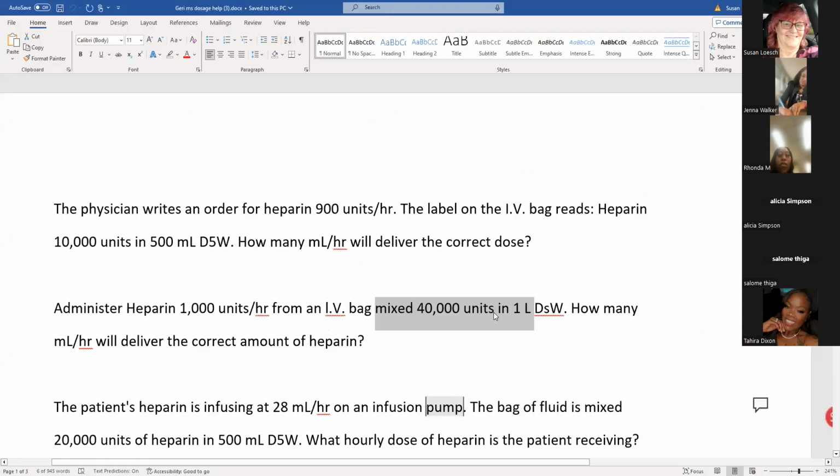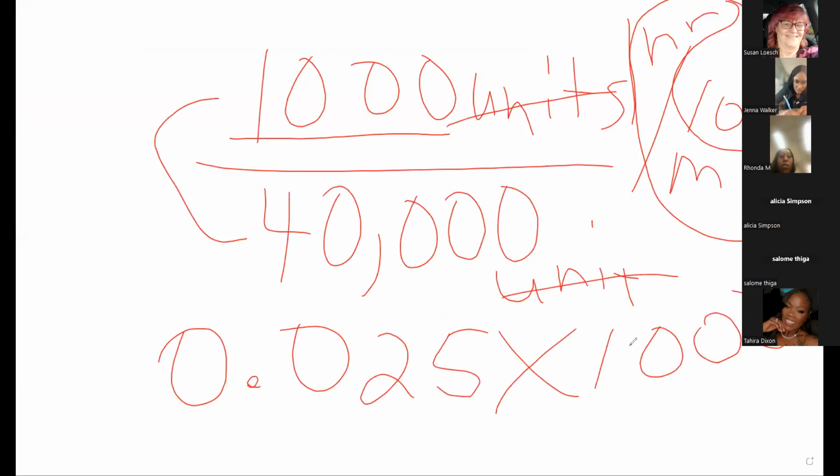All right, so we have 40,000 and 1,000, and our order is 4,000 units an hour. All right, so 1,000 divided by 40,000. I got 0.025. Did somebody else get something different? I got that too. 0.025 times 1,000 makes it 25. Right? Okay, and that gave us 25. So that should be your answer, 25 mLs per hour. Per hour. Oh, okay. 25.